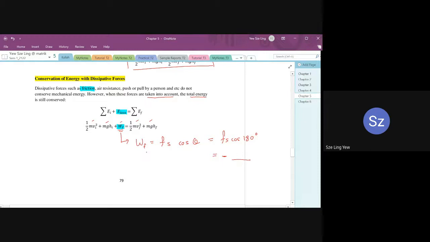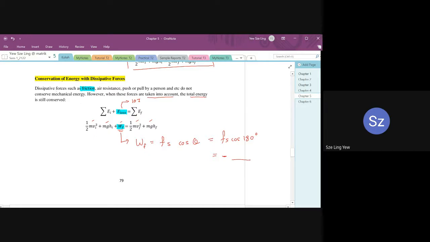If it is a value that cannot be calculated, for example air resistance, then usually the question will straight away give you E loss equals maybe 10 joules or 20 joules like that. Then you yourself straight away substitute into the equation by using minus 10 joules, minus 20 joules. So energy loss is a negative value. All right, energy loss is a negative value.